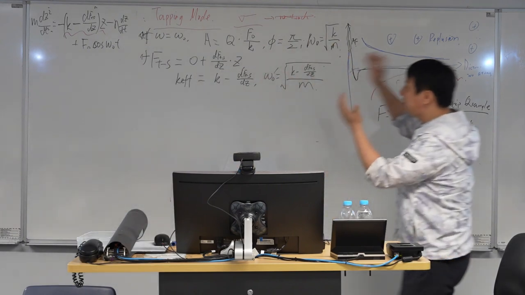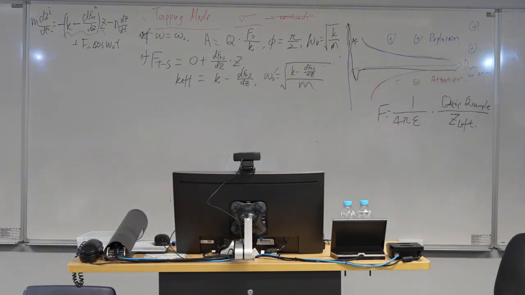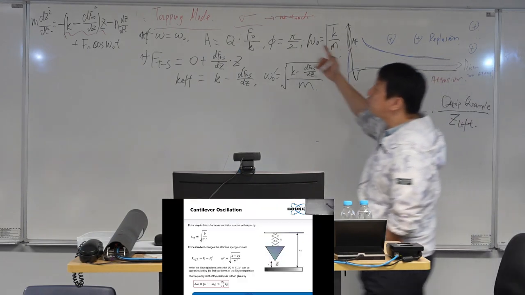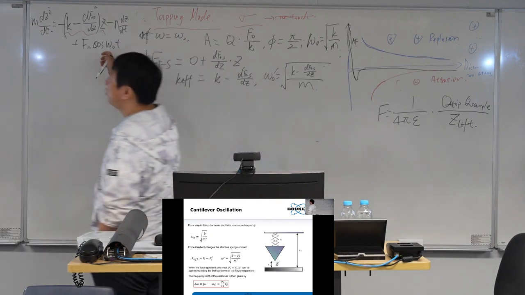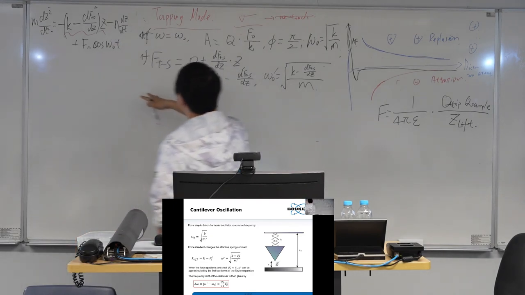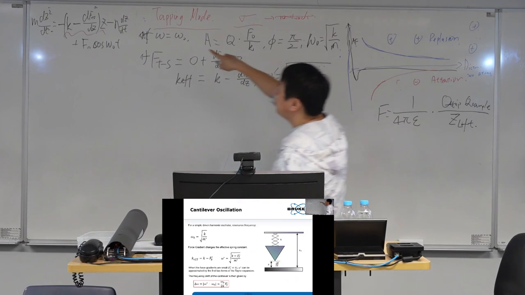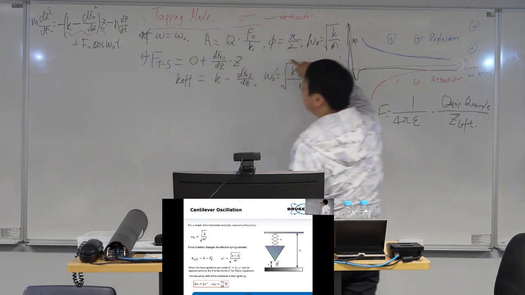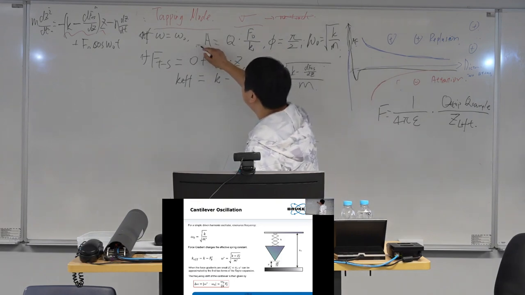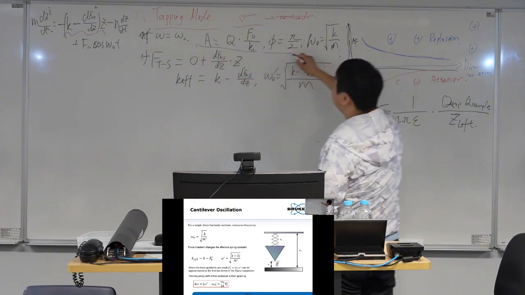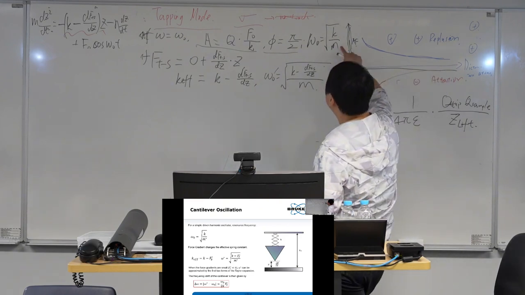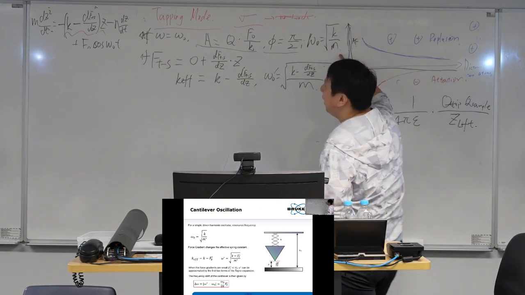So here I summarize a little bit. We have a probe. We drive the probe to resonance, which means the drive frequency equals its resonance frequency, and then we get its amplitude like this. The phase is half pi. Of course, omega 0 equals the square root of k over m.